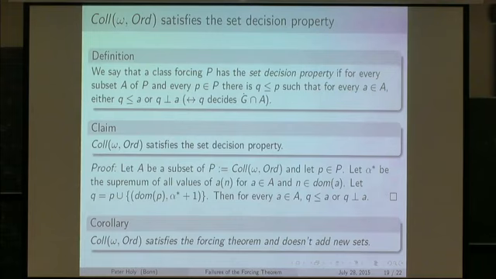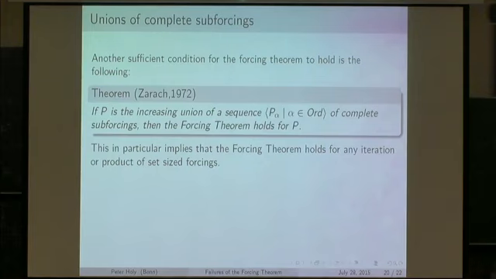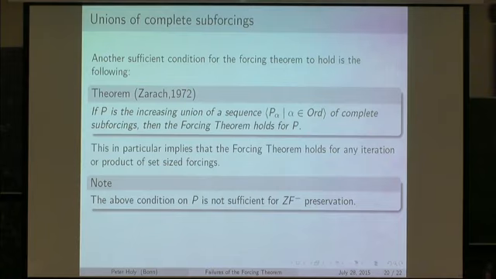Okay, and so I have another positive result that I wanted to talk about. First, some history. Zarach in 1972 showed that if a forcing P, a class forcing, is the increasing union of an order-length sequence of complete subforcings, then the forcing theorem holds for this forcing. In particular, this implies that the forcing theorem holds for any iteration or product of set forcings. However, this is just a note: this is not sufficient for set decision preservation.